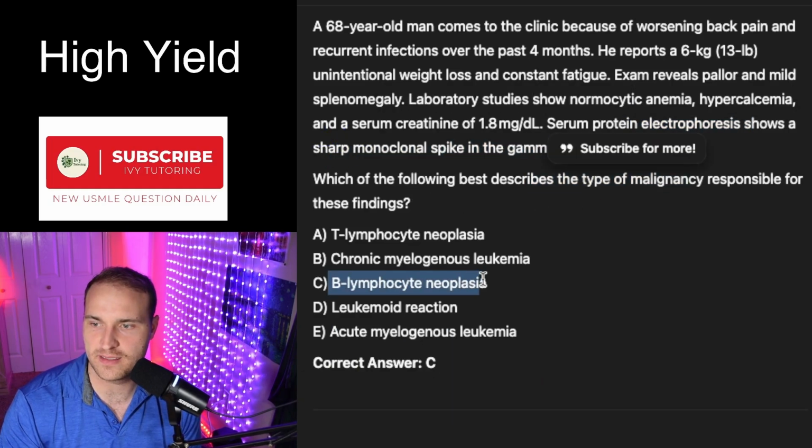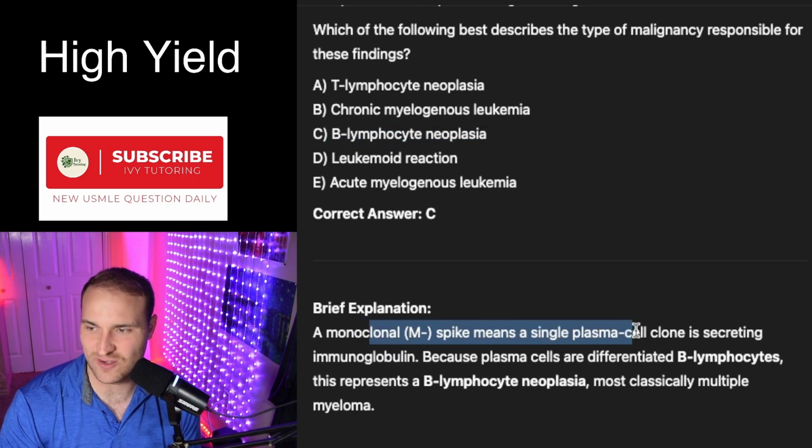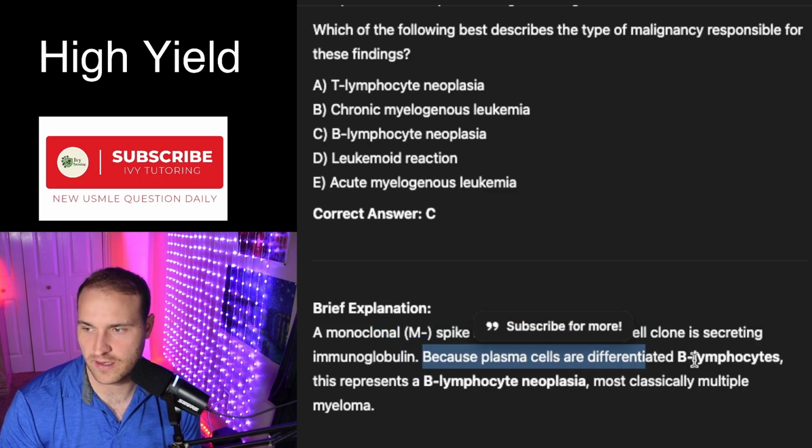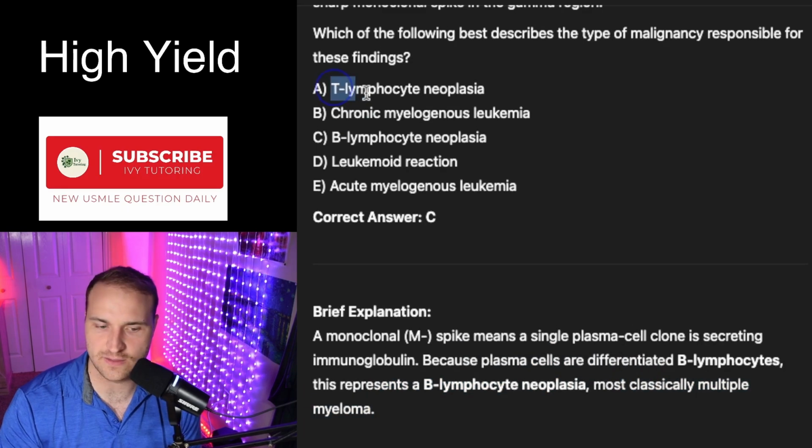It's going to be B lymphocyte neoplasia. Here's our explanation. A monoclonal M spike means a single plasma cell clone is secreting immunoglobulin. And since plasma cells are differentiated B lymphocytes, it's going to be B lymphocyte neoplasia, most classically multiple myeloma. It's not T lymphocyte neoplasia, because T cells don't actually make immunoglobulin, so there's not going to be an M spike there.